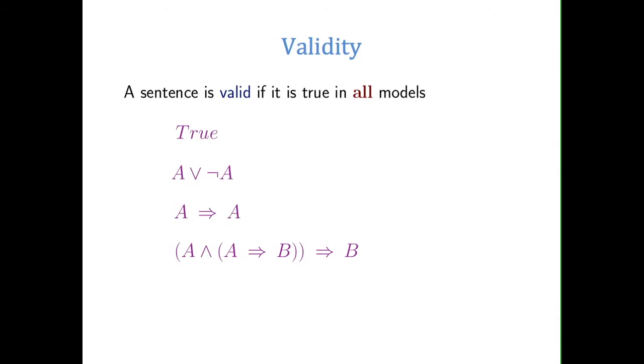So a sentence is valid if it's true in all models. So true is true in all models. A or not A is true in all models. A implies A, it's a tautology, but it's true in all models. And a rule of logic like A and A implies B, implies B, is true in all models. That method of reasoning is true in all models.